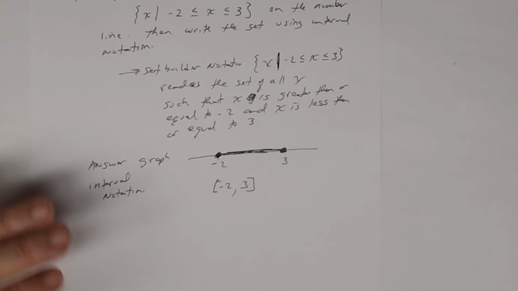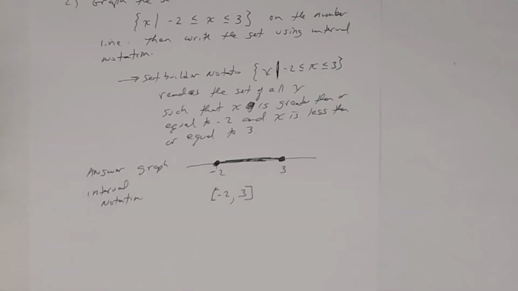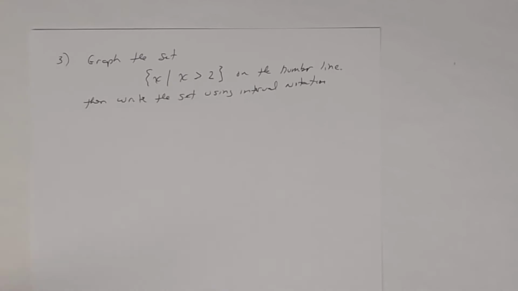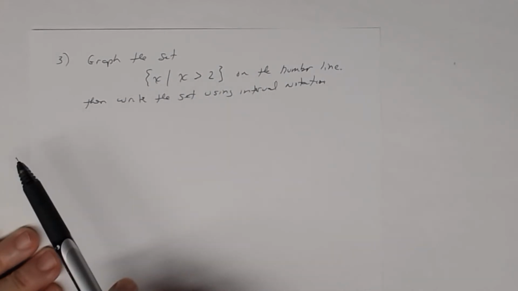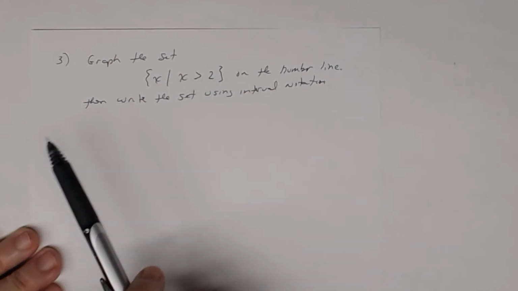Okay? All right, that's number 2. It's not difficult at all. It's a very simple process. Okay, so number 3, you want to graph the set that looks like this on the number line, and you want to write it using interval notation.